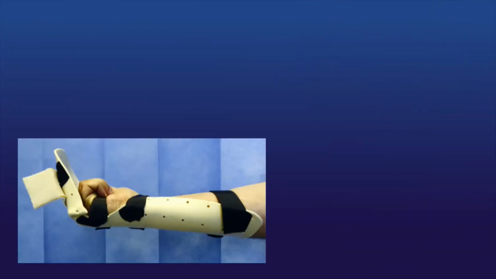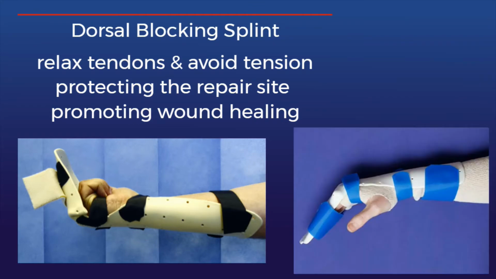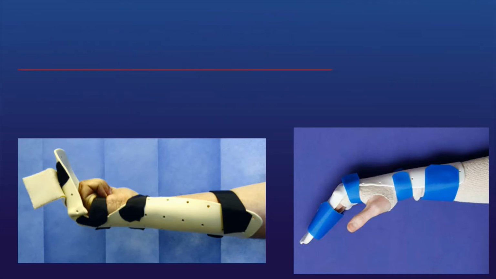All protocols include a form of a dorsal blocking orthosis during the initial period of immobilization. The rationale behind this is to relax the tendons and avoid tension that may lead to a rupture at the repair site. The initial period for all flexor repairs consists of protecting the repair site and promoting healthy wound healing.